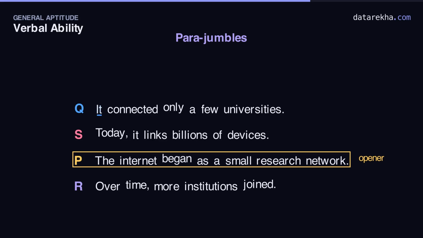Q must come next. It connected only a few universities. That it can only mean the internet. So Q has to sit right after P. A pronoun always needs its noun first. Then R: over time, more institutions joined. Over time carries us forward from those few.